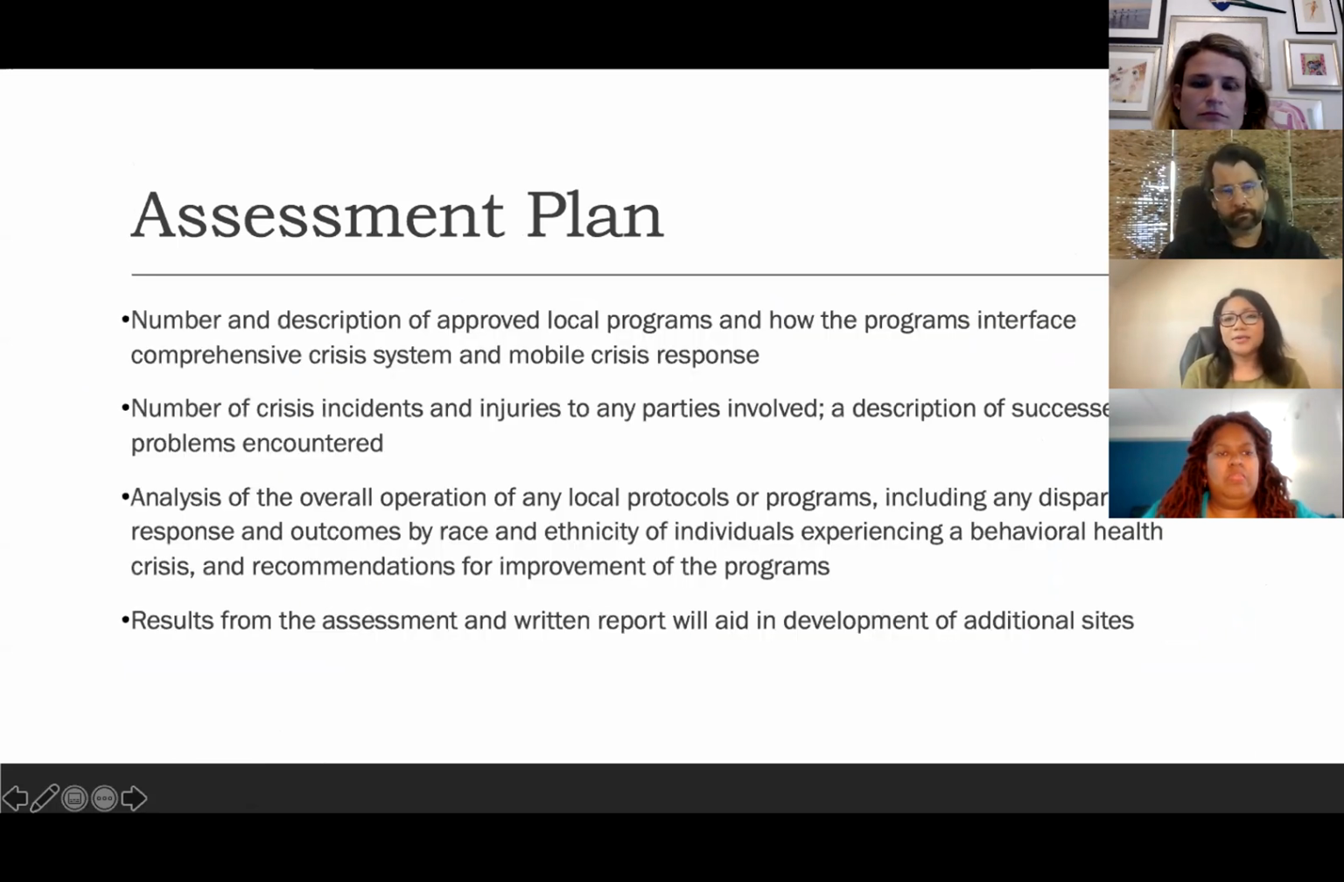In regard to equity, some of the components of the assessment plan are the number and description of approved local programs and how the programs interface, comprehensive crisis system and mobile crisis response, number of crisis incidents and injuries to any parties involved, a description of successes and problems encountered, an analysis of the overall operation of any local protocols or programs, including any disparities in response and outcomes by race and ethnicity of individuals experiencing a behavioral health crisis, and recommendations for improvement of the programs. Results from the assessment and written report will aid in development of additional sites.